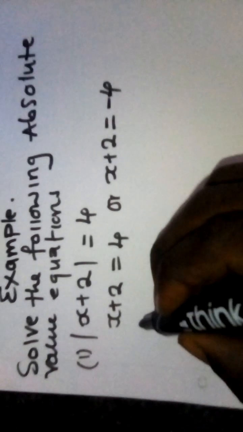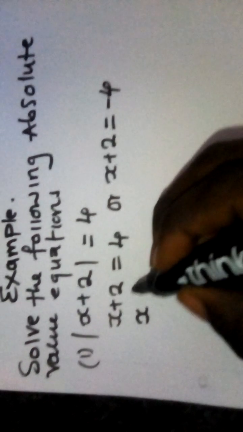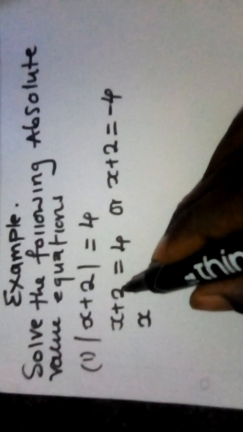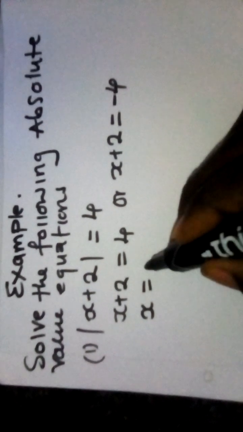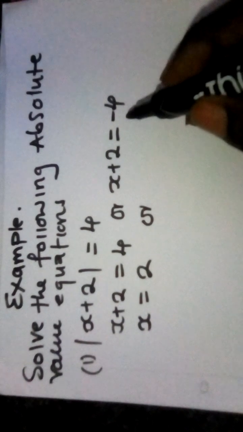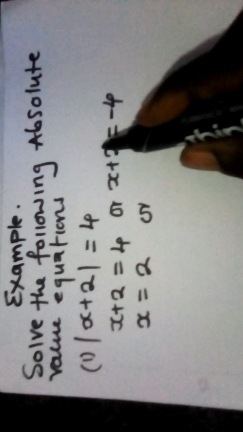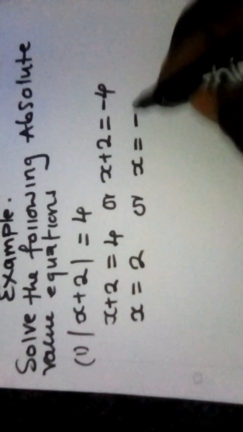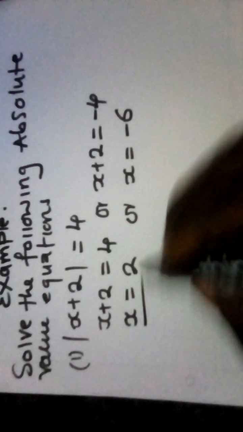Here we can see that 2 is going to go on the other side. It implies that 4 is going to subtract 2, and so x is equal to 2. Or when 2 goes to the other side, you are going to have negative 4 minus 2, which is x is negative 6. And nothing else.